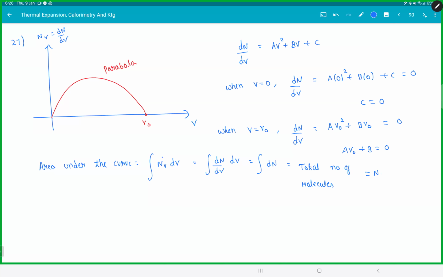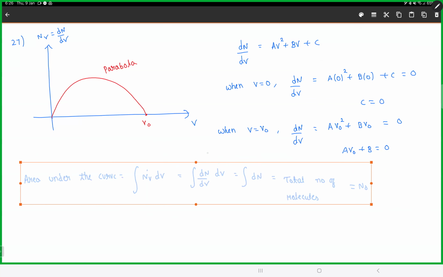Which is given as n naught. So there, that is a third one. The total number of molecules is n naught. So that area under the curve is n naught.